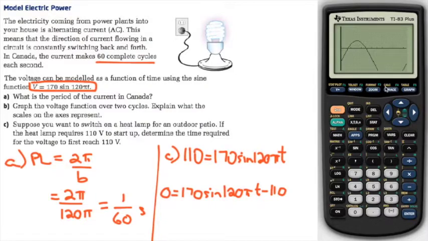The trough doesn't matter to us, because we're looking for where this function crosses the x-axis. The two places that it does, we really only need the first one because the question's asking for the time required for the voltage to first reach 110 volts. So that would be that x-intercept on the left. We'll find it, go second trace, option 2. We'll move the cursor to the left of that point.